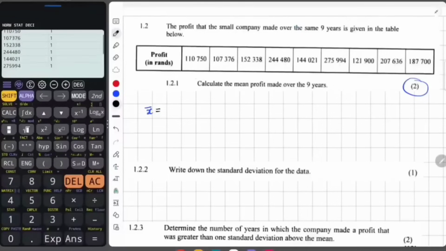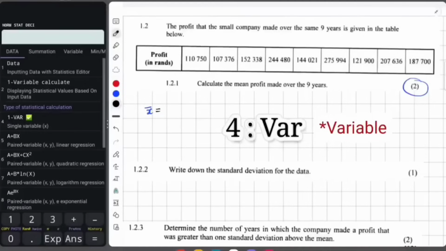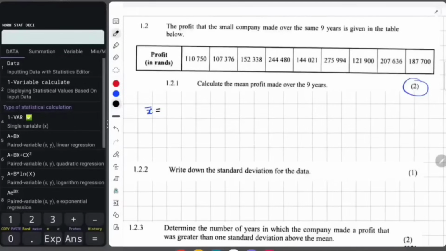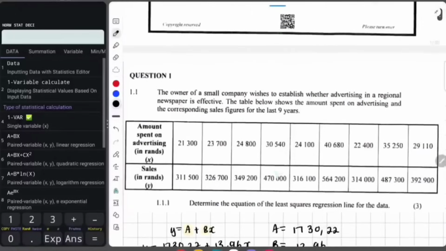Okay, then after you've put all the information in, you're going to press AC, Shift, and then 1. Then on your calculator, you're going to have 5 options: type, data, sum, variable, min, max. Okay, so you're going to go for variable, number 4. Okay, I apologize. I keep using the word variance. It's not variance, it's variable. So it's speaking about the amount of variables. So it says 1 variable. So the ones with just a single variable, not like the one we did here with 2 variables.